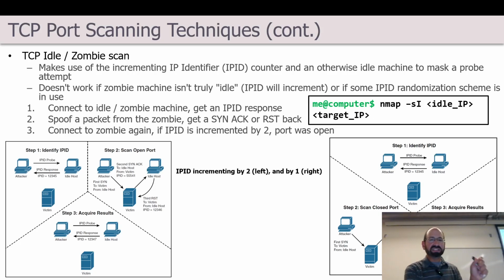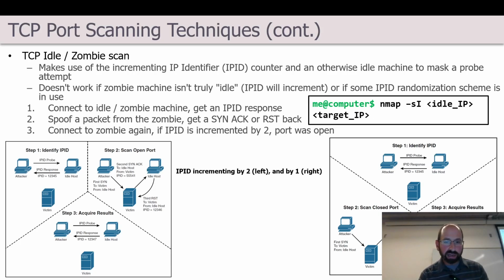The idea is that there's an additional field, an incrementing IP identifier, that gets incremented in various ways across all the IP packets that are sent in a given system. And so we can take advantage of this, as well as a third, relatively idle system, to determine whether a port is being responded to or not without really implicating your own IP address at all. So there's a third machine involved here.